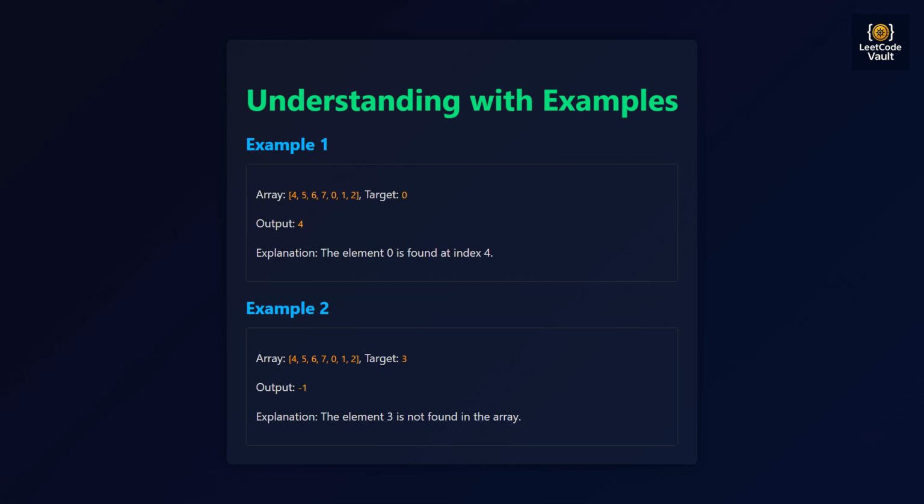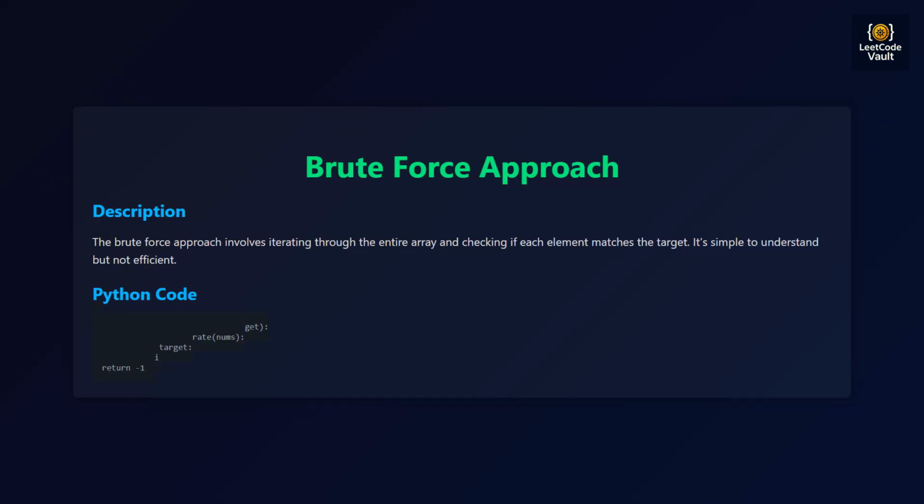A naive approach might be to linearly scan the array, but we can do much better. We'll look at efficient techniques shortly. Brute force approach. The simplest approach is a brute force linear search. We could iterate through the entire array, comparing each element to our target. If we find a match, we return its index, otherwise we return -1.